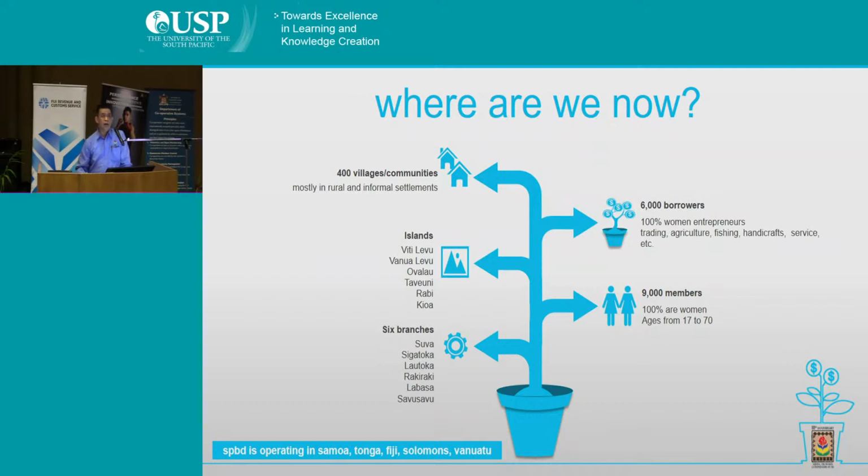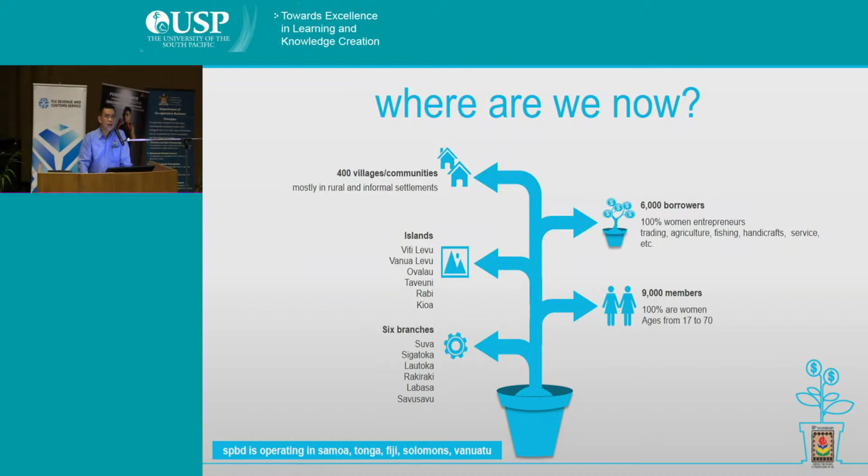So where are we now in Fiji? In Fiji, we are in 400 villages, mostly rural. We are in Viti Levu, Vanua Levu, Taveuni, Rambi, Ovalau, and even the smaller islands of Serua and Vio. Most recently, we have also expanded our operations to Moturiki, which is just adjacent to Ovalau. We have 6 branches to serve our clientele or members.